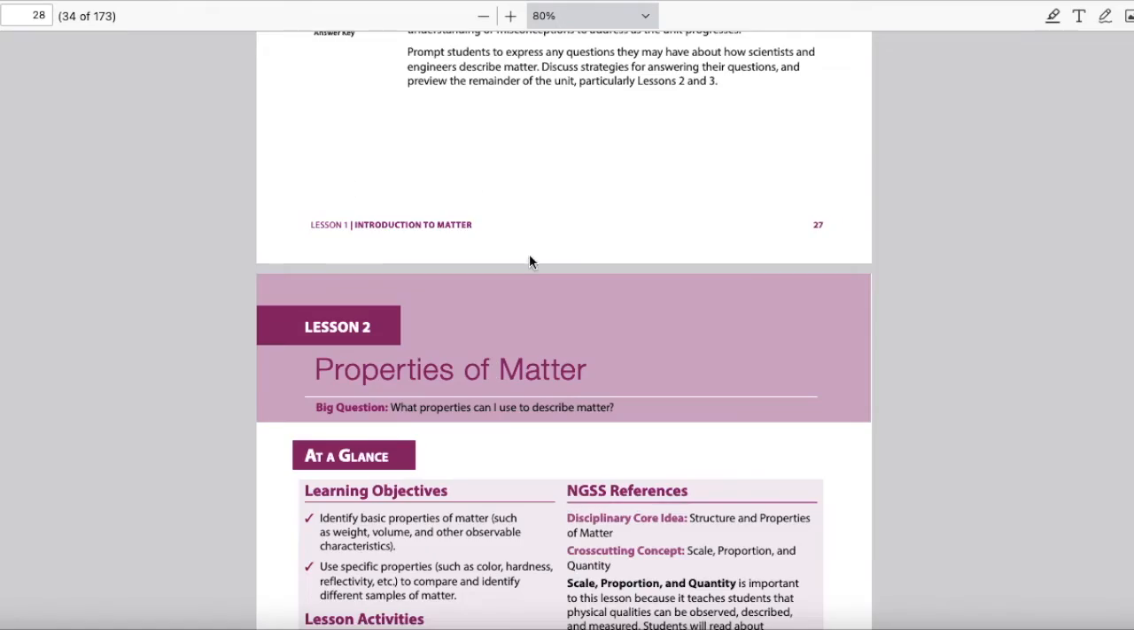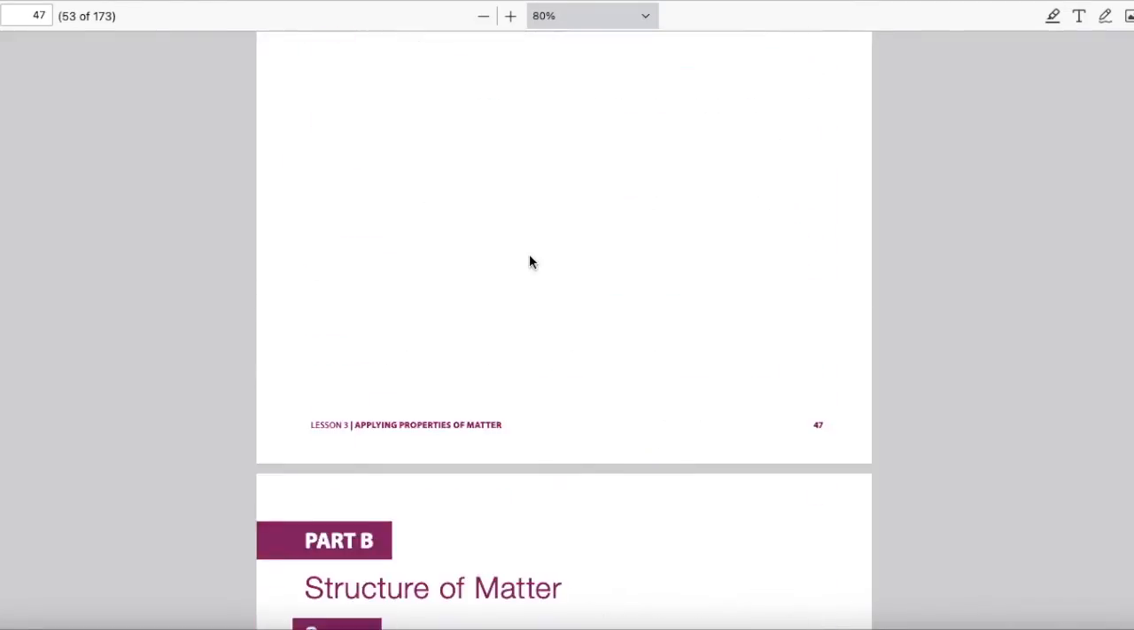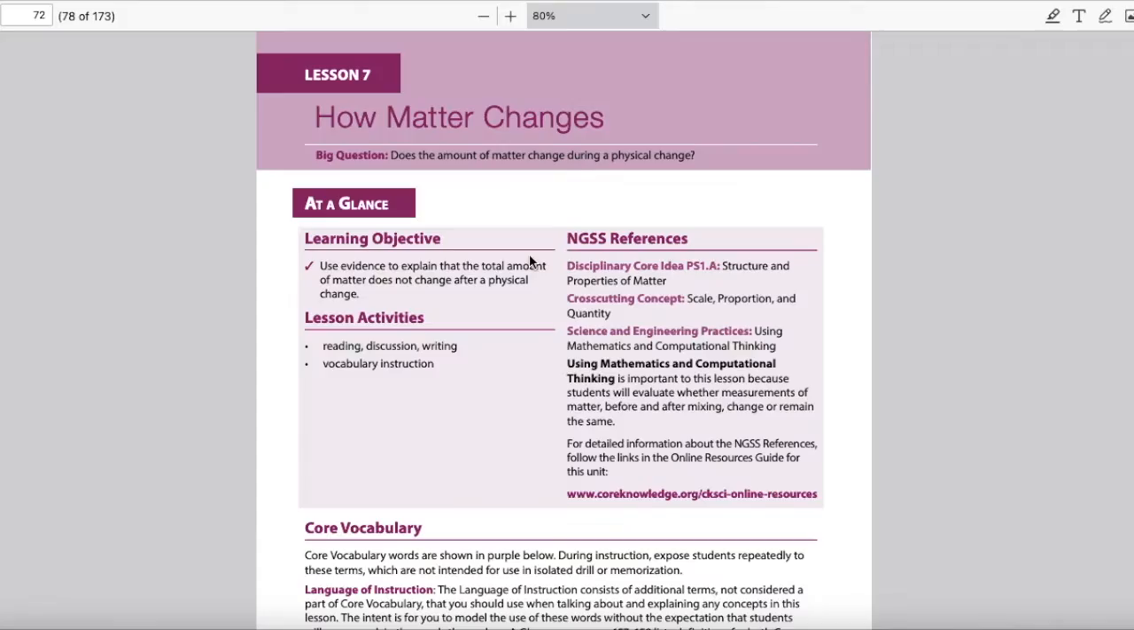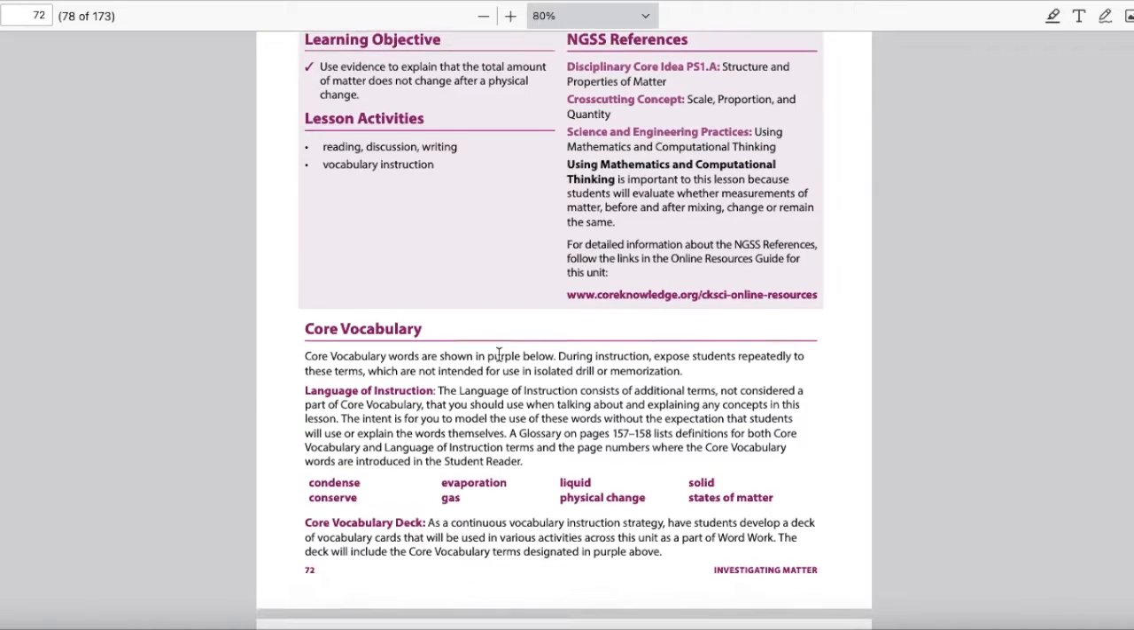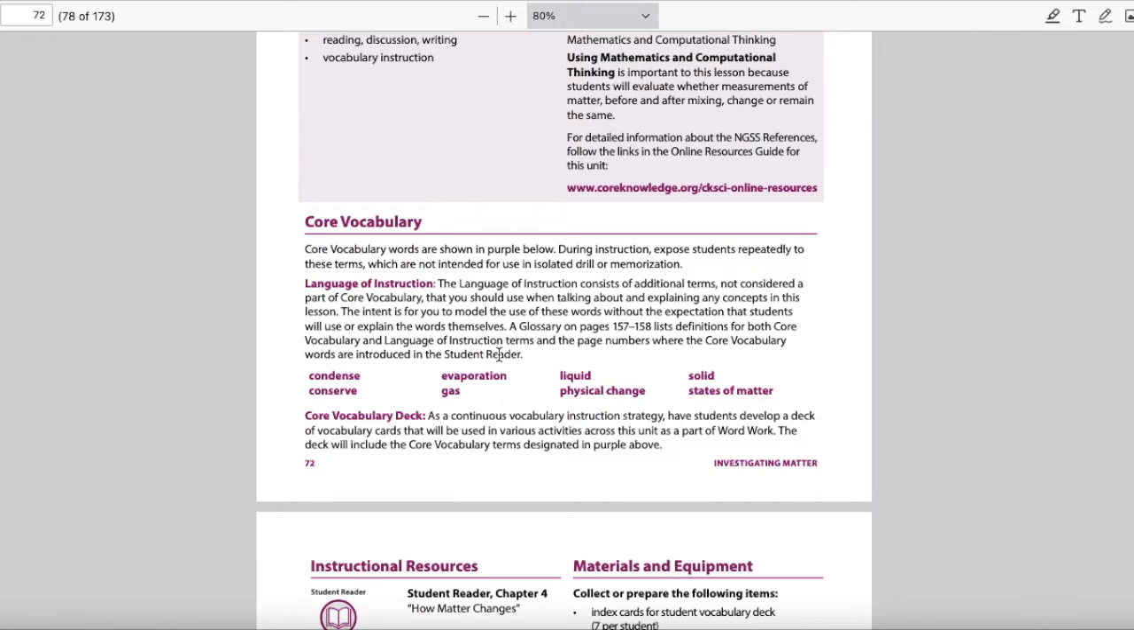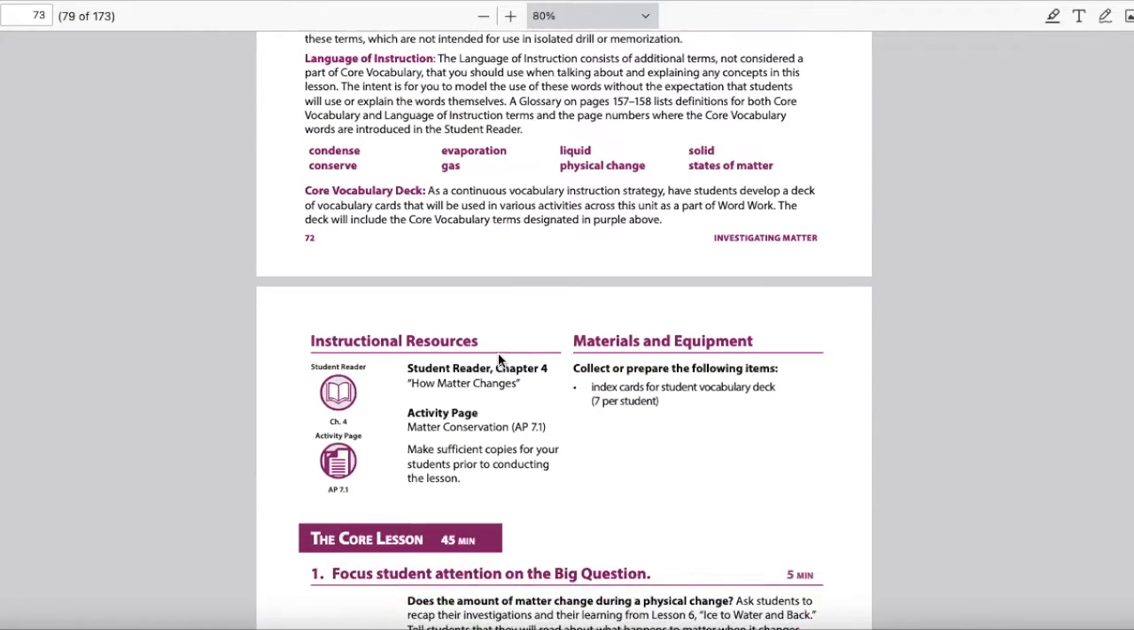But I want to show you lesson 7, because that's what we just finished. Lesson 7 was how matter changes. Your big question: does the amount of matter change during a physical change? So prior to this, we talked about the 3 forms of matter: solid, liquid, gas. We've gone through all that. We've done demonstrations. Now we're looking at, does the amount of matter change during those physical changes? And then lesson 8 was, does it change during a chemical change?